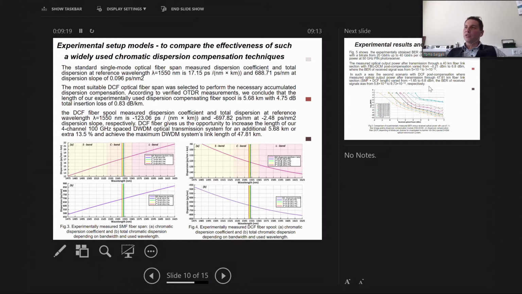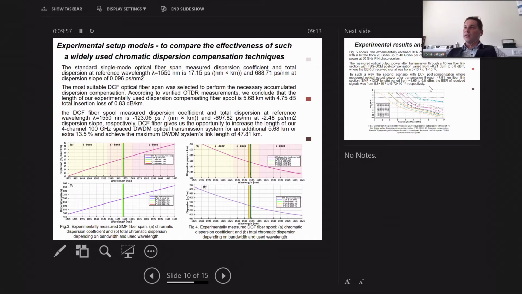According to verified OTDR measurements, the length of the experimentally used dispersion compensation fiber spool is 5.68 kilometers, with 4.75 decibels total insertion loss of 0.83 decibels per kilometer. The DCF fiber spool measured dispersion coefficient and total dispersion at reference wavelength 1515 nanometer is minus 123.06 for 1 kilometer, and totally for the accumulated compensation minus 697.82.